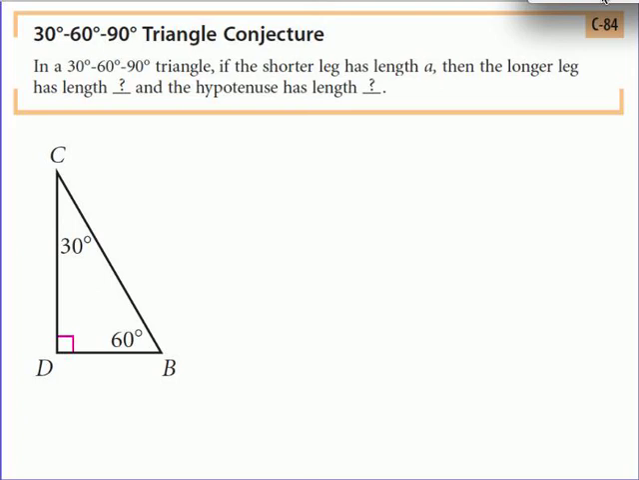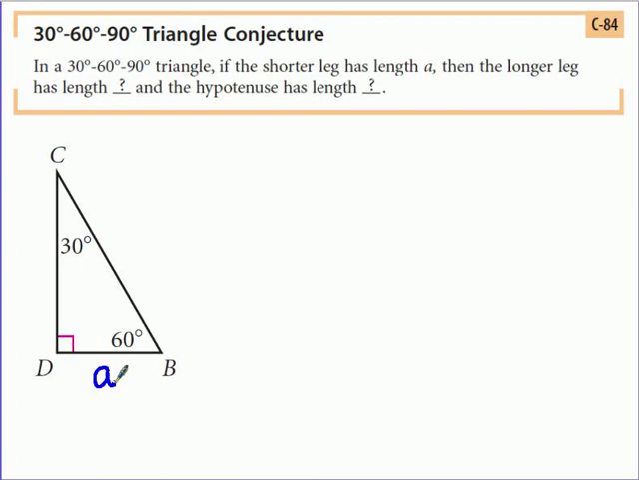First of all, the shorter length. Which of these three sides in this triangle would have the shortest length? DB. Why is DB the shortest side? Because it's opposite the smallest angle. Very good. The side opposite 30 degrees will always be the shortest side.